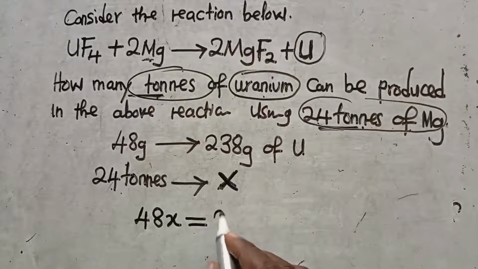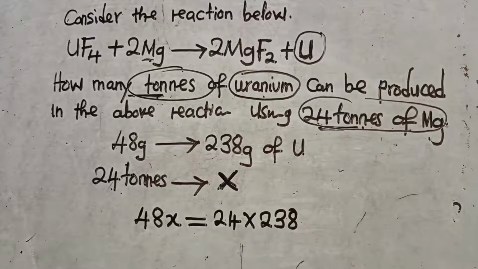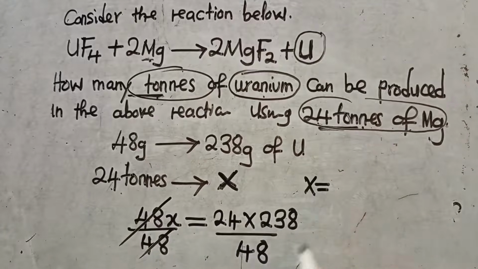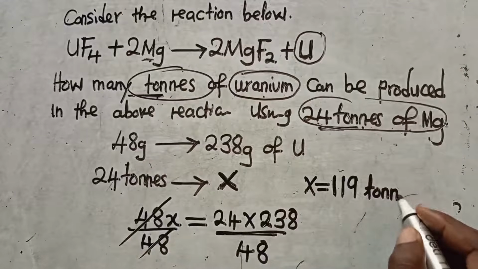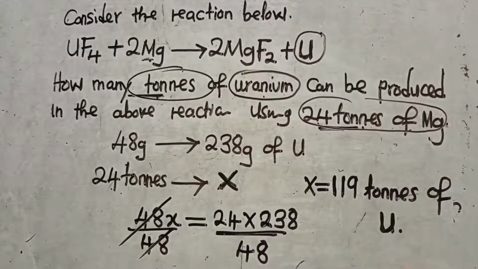So here when you multiply 24 multiplied by 238, what answer are you going to find? You say, okay, divide by 48. Even here, I divide by 48. This and that cancel. Then I'm going to say x is now equal to, when you multiply 24 times 238, after you see the answer on your calculator, divide it by 48. You are getting 119, isn't it? 119 tons. So we say 119 tons of what? Of uranium. You are done.